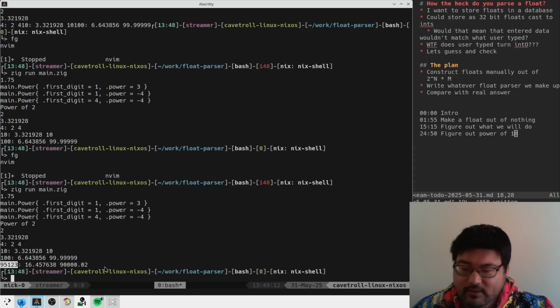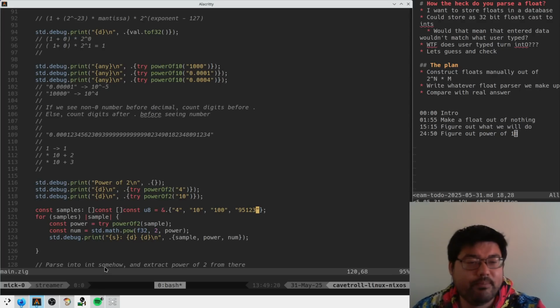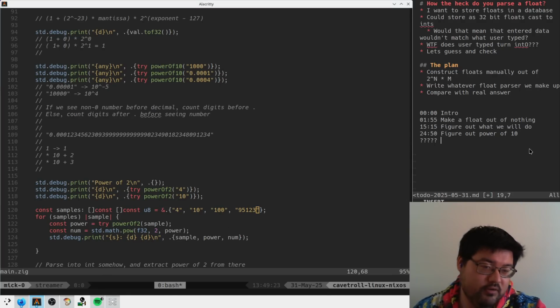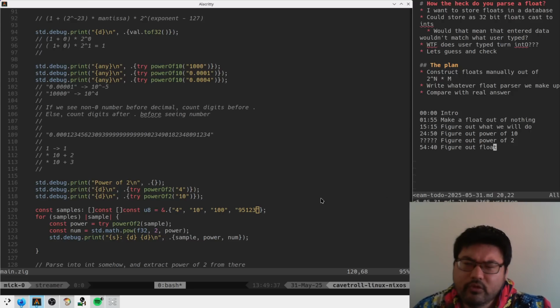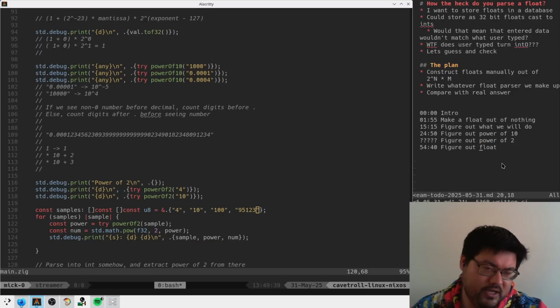Seems okay to me. So now that we have an approximate power of 2 that works, at some point we did figure out power of 2, we should be able to construct some float out of this thing. Figure out float, right? So I guess it's actually figure out mantissa now.